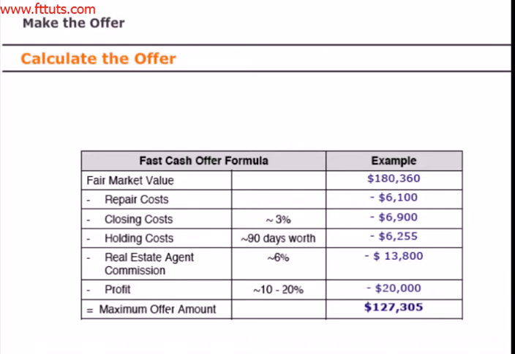Let's say the fair market value for your property came to $180,360 and your repairs to $6,100. If we assume that closing costs are about 3% of the purchase price, they would come to $6,900. Let's also assume that I calculate 90 days worth of holding costs, and they come to $6,255. A 6% real estate agent commission would be an additional $13,800. If you subtract all these from the fair market value, you get $127,305. This is the maximum amount that you should offer for this property.